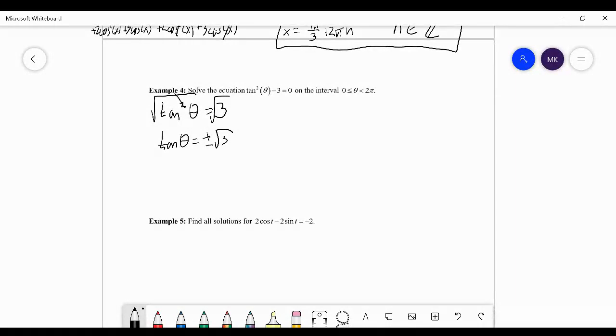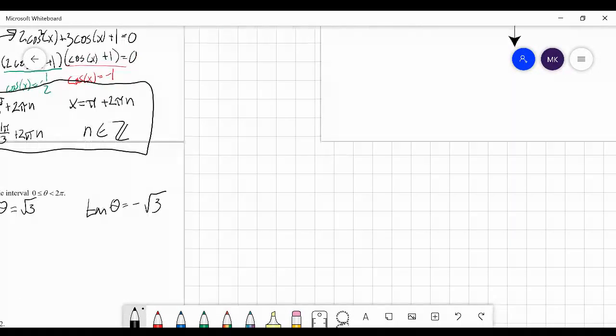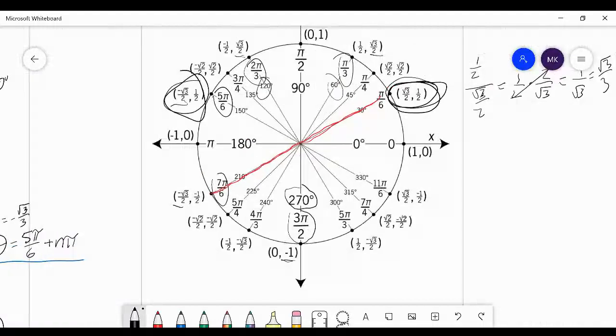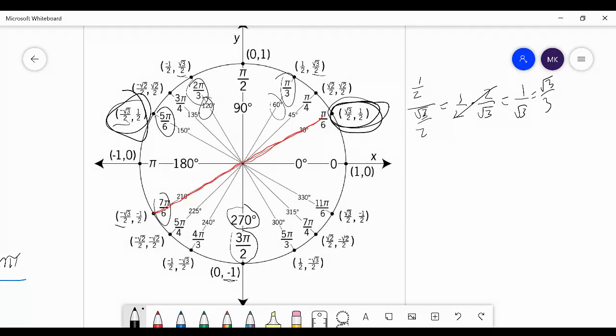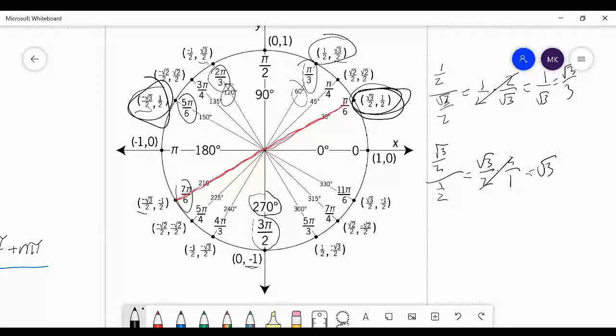Okay, so tangent of theta equals root 3, and tangent of theta equals negative root 3. We go back to our unit circle up here. When we had 1/2 over root 3 over 2, which is what we got with pi over 6, that ended up with 1 over root 3 or root 3 over 3. So that means if I flip that, I look at this piece here, root 3 over 2 over 1/2, root 3 over 2 times 2 over 1. And that's just root 3 over 1 or root 3. So we're looking for points on here that have 1/2 as the x and root 3 over 2 as the y, give or take signs, right?